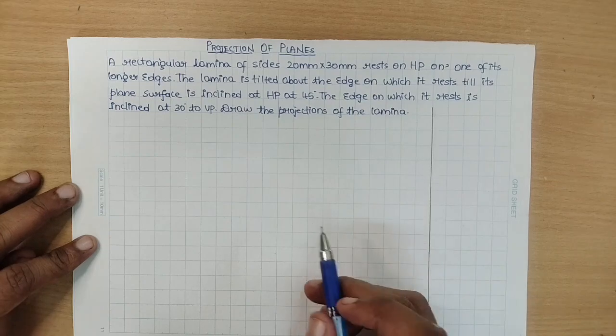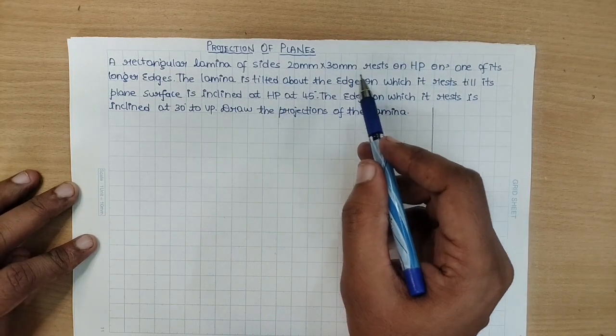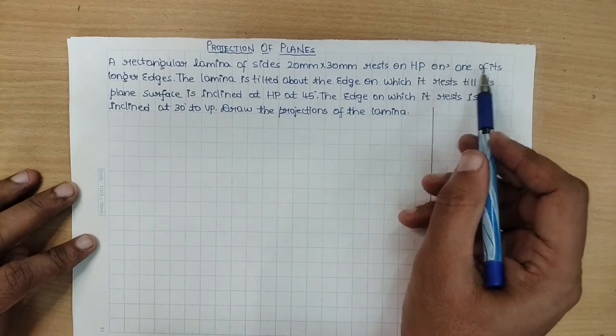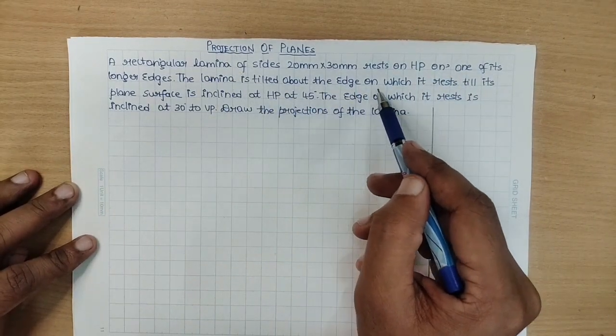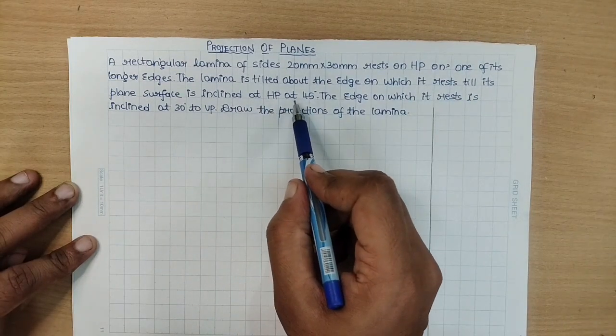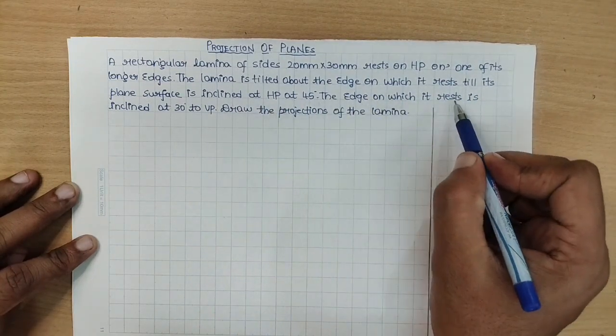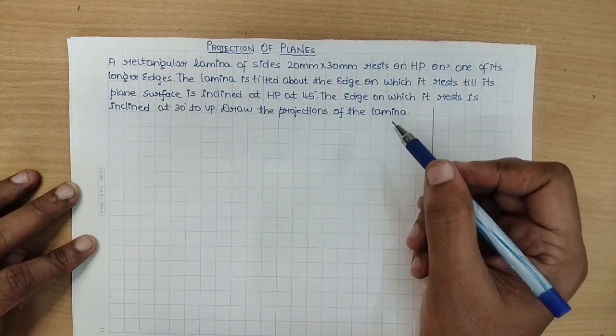The question is like this. A rectangular lamina of sides 20 mm into 30 mm rests on HP on one of its longer edges. The lamina is tilted about the edge on which it rests till its plane surface is inclined to HP at 45 degrees. The edge on which it rests is inclined at 30 degrees to VP. Draw the projections of the lamina.